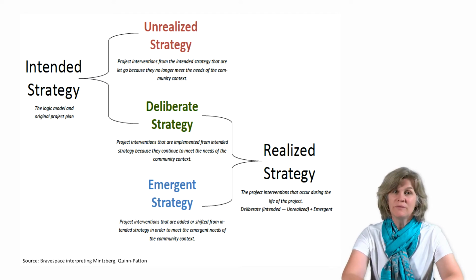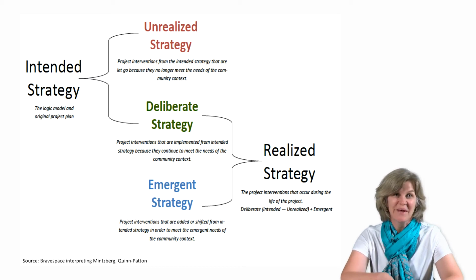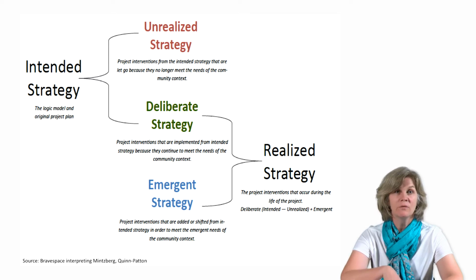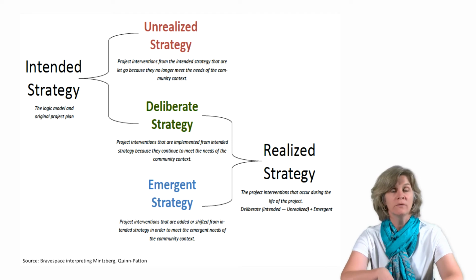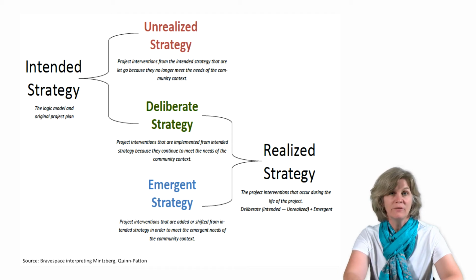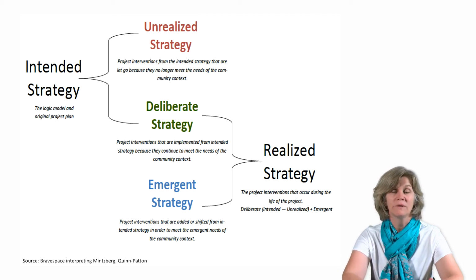There's the deliberate strategy that you also implement. But then there's this important thing called the emergent strategy. As you're working in a community, you realize that there were some needs you hadn't anticipated, or some leaders or nonprofits that have a different dimension than what you had expected. And so your realized strategy is often quite different than what you intend.